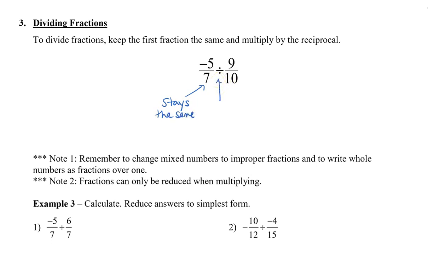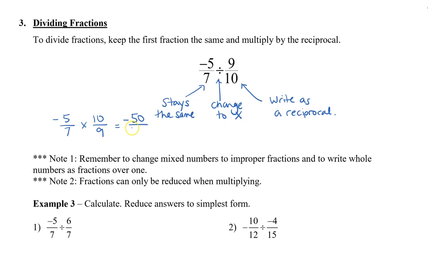The division symbol, we're going to change it to multiplication. So change it to times. And then 9/10, we're going to write that as a reciprocal. So we're going to change this to negative 5 over 7 times 10 over 9. And we're going to now treat this as a multiplication question, and we're going to multiply straight across. So negative 5 times 10 is negative 50, and 7 times 9 is 63.